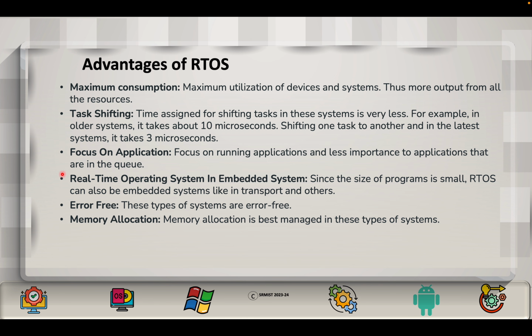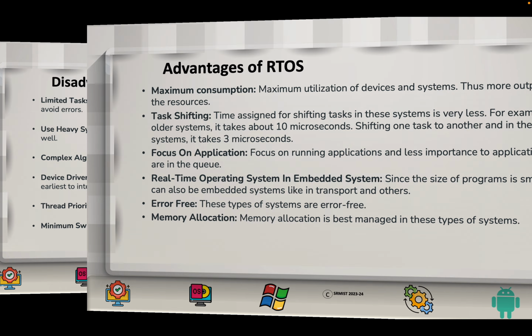The next one, real-time operating system in embedded systems. Since the size of the program is small, RTOS can also be used in embedded systems like in transport and others. Next advantage: error-free. These types of systems are error-free. Memory allocation: memory allocation is best managed in this type of operating system. These are the advantages of RTOS.